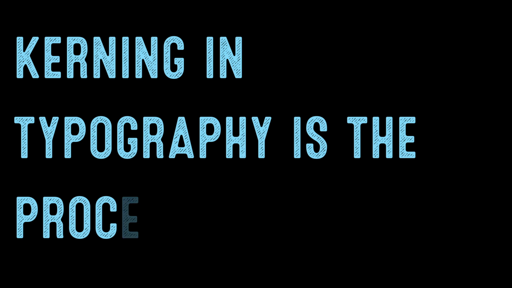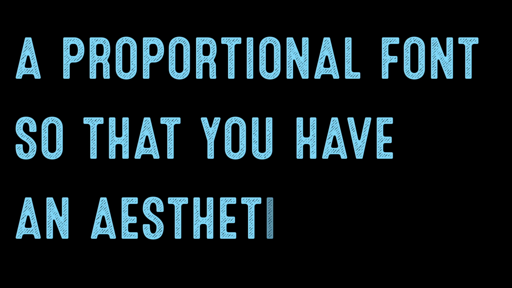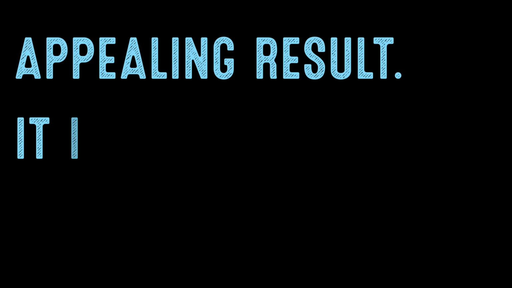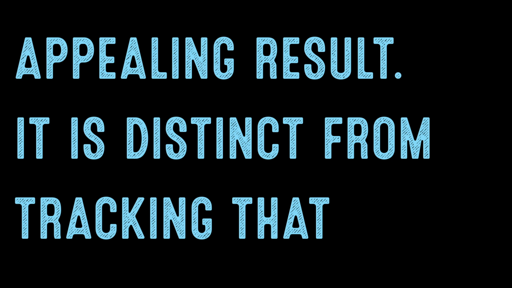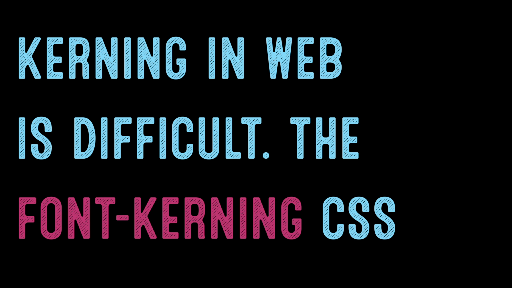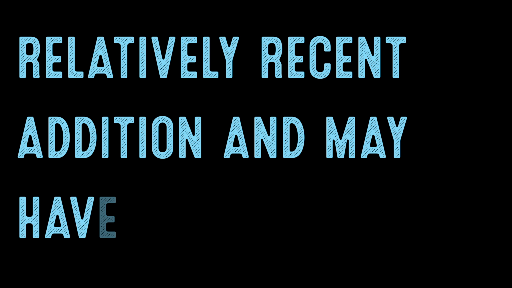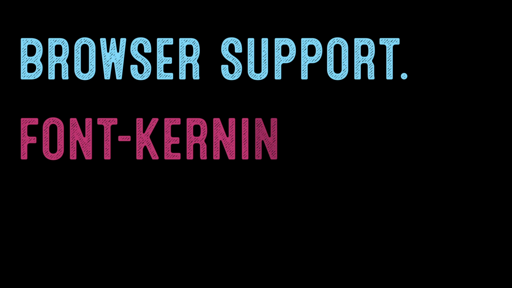Kerning in typography is the process of adjusting the spacing between characters or letter forms in a proportional font so that you have an aesthetically appealing result. It is distinct from tracking that adjusts the spacing over a range of characters. While there are some equivalents to adjust tracking with web typography, traditionally adjusting the kerning in web is difficult. The Font-Kerning CSS property attempts to remedy this failing. It is a relatively recent addition and may have inconsistent browser support.